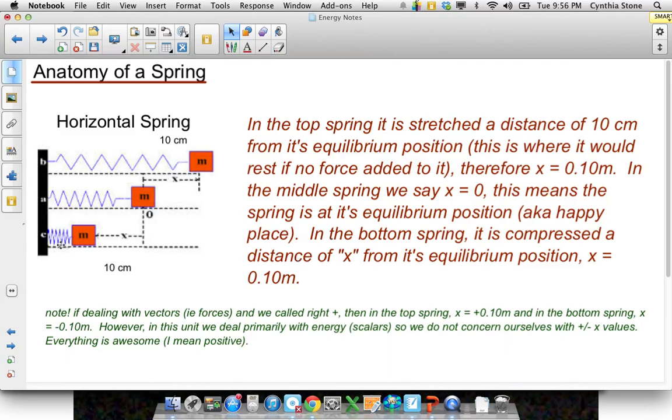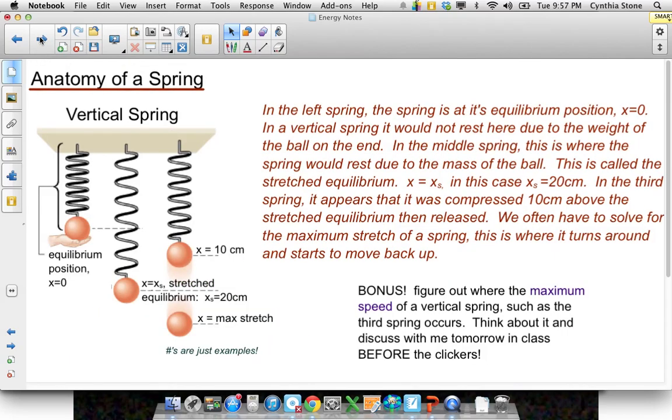So either one of these, you say the x is 0.1. And like I say, when dealing with forces, if we decided to call right positive, then x is positive 0.1 here and negative 0.1 here. But like I said earlier, since we're dealing with scalars, it doesn't really matter. Just call it positive or negative. Everything is awesome, like the Lego movie. Okay, so that's just what the parts of a spring look like.